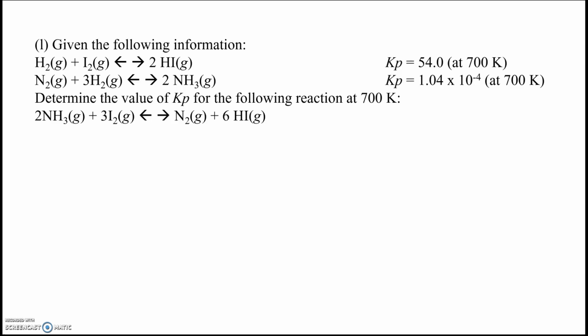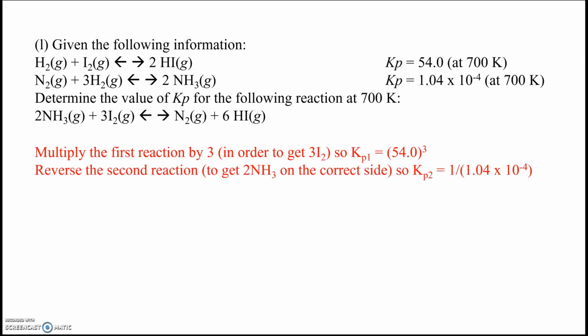Our reaction is 2 NH3 plus 3 I2 in an equilibrium reaction with 1 N2 plus 6 HI. So in order to get this last reaction, I've got to multiply the first reaction by 3 in order to get the 3 iodines. Therefore Kp for the first reaction would be 54, our Ka raised to the third power.